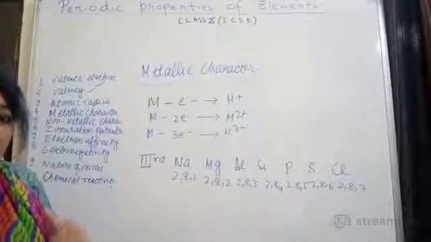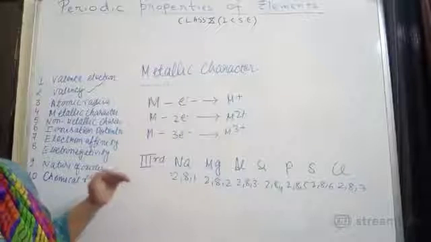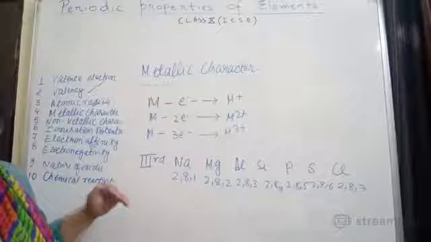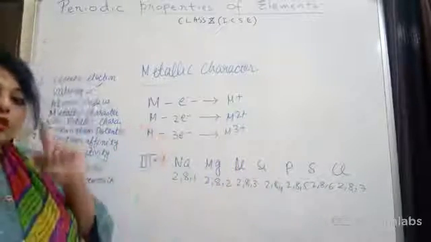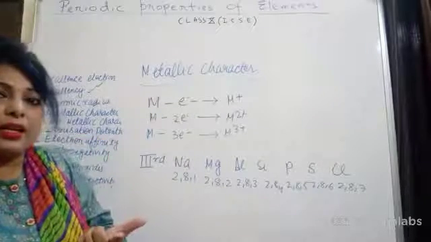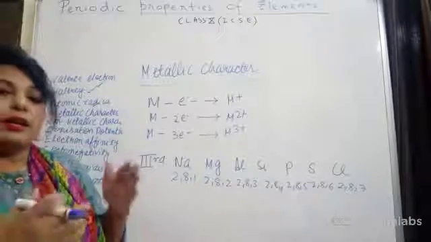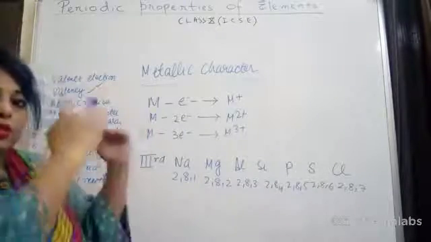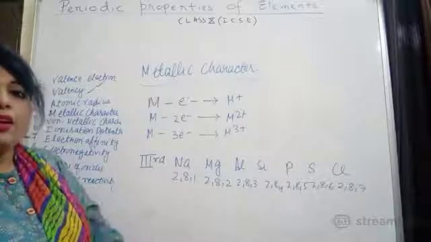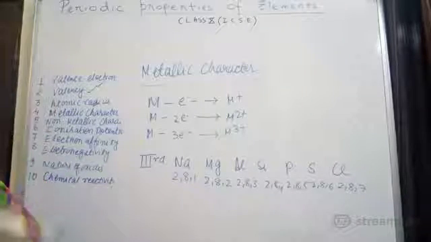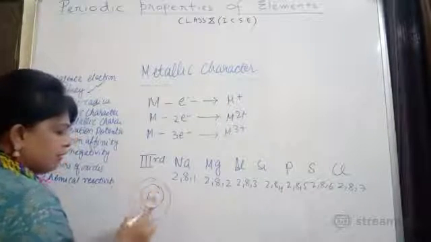So we can say that when you move from top to bottom, since the number of shells is increasing, metallic character will increase. It means it is easier to lose an electron if the distance from the nucleus to the outermost shell increases. So which factor is responsible for increasing the metallic character? I told you the number of shells will affect the metallic character. Why does it increase? When you move, for example, lithium. Now lithium is what?